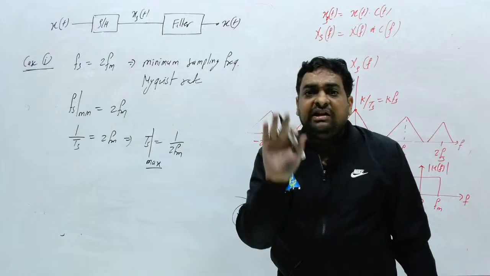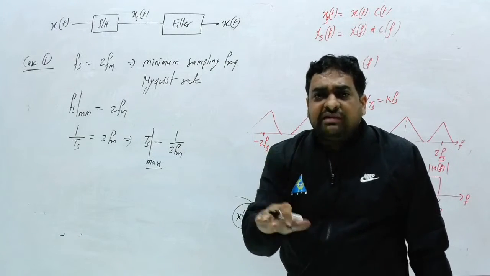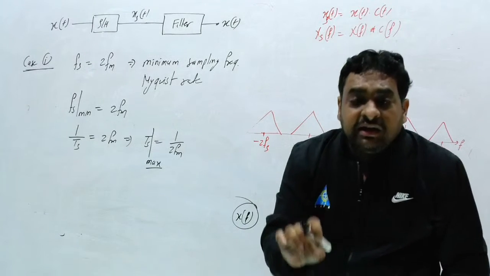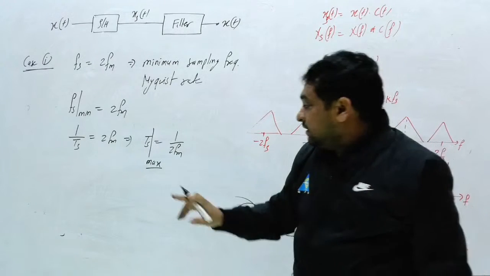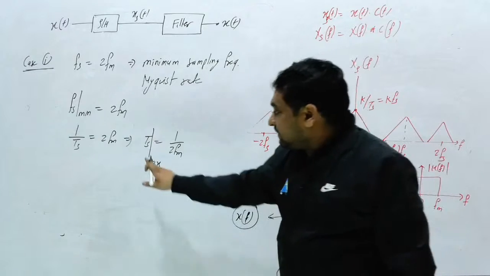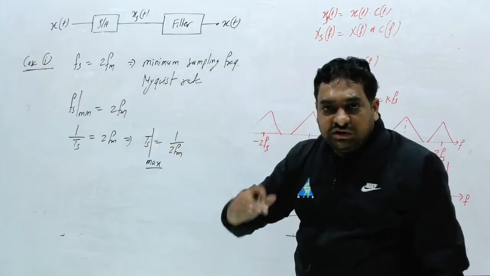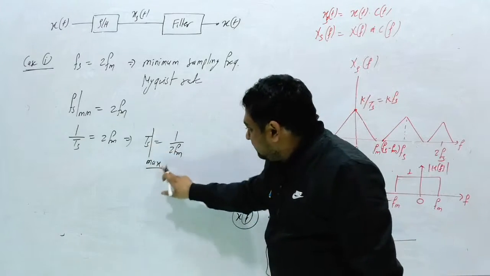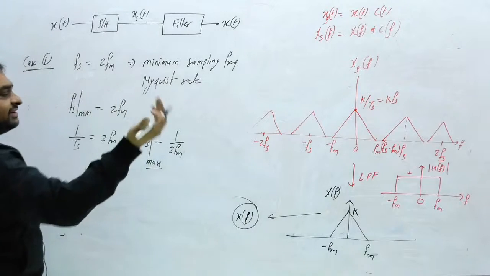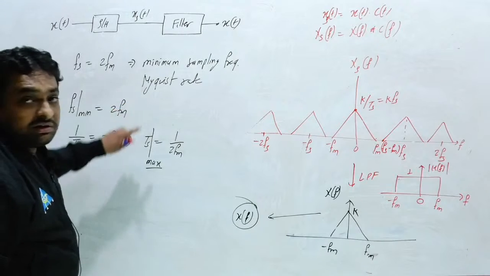So what should be the speed of the sampler? In a simple way, if I ask you, what should be the speed of the sampler? The sampling time will be 1 upon 2Fm. Either the sampler is faster than this, so the time will be less than this quantity, and the speed will be fast. So this will be Ts maximum. But generally we deal in this way. What is the sampling frequency? The minimum sampling frequency is this, and this is called the Nyquist rate.